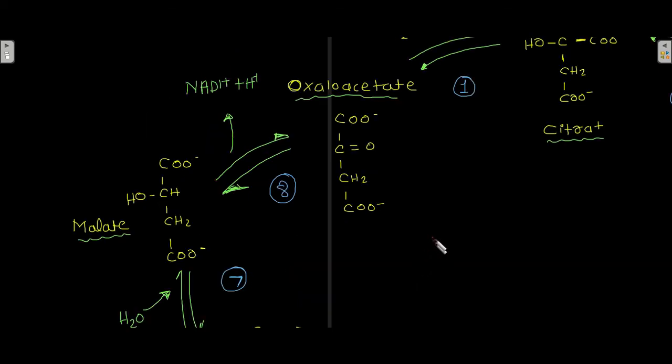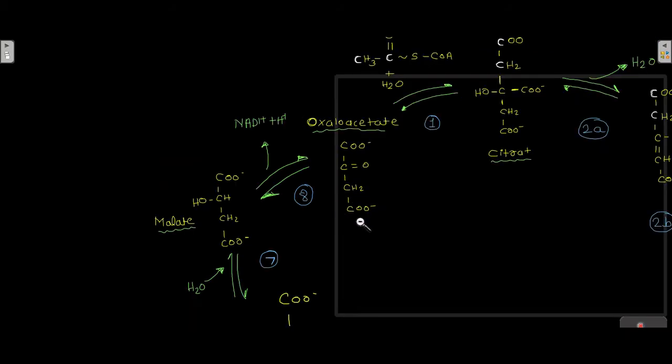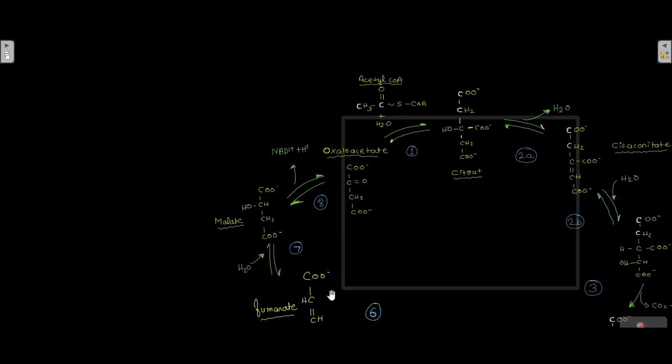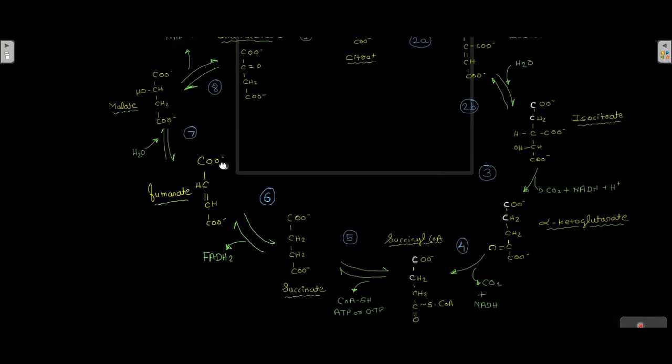And in the last step, that is the eighth step of the Krebs cycle, this malate is converted into oxaloacetate, and in the reaction NADH and H+ are formed. So let's have an overview of this Krebs cycle. This is how the Krebs cycle looks.